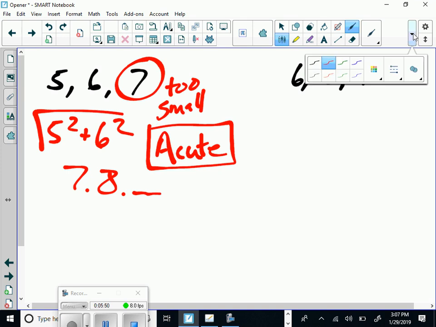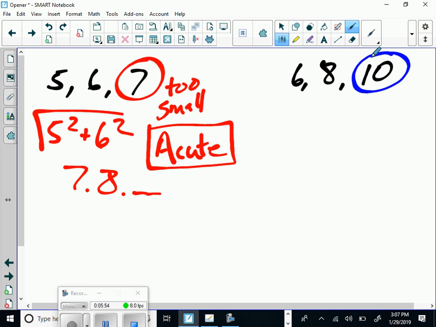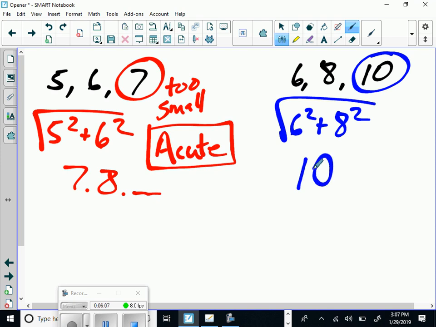In the other problem, I have the numbers 6, 8, and 10. Once again, this 10 might be the right number, it might be the wrong number. We're going to test that 10. We do it in the Pythagorean theorem. We go 6 squared plus 8 squared, and take the square root. When we add these up, we actually get exactly 10. These two numbers match exactly. That means it is a right triangle.